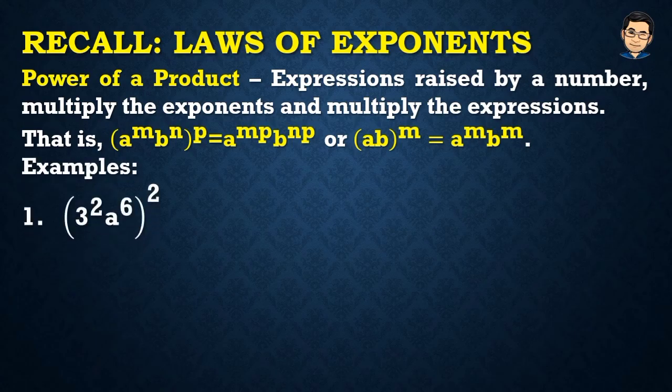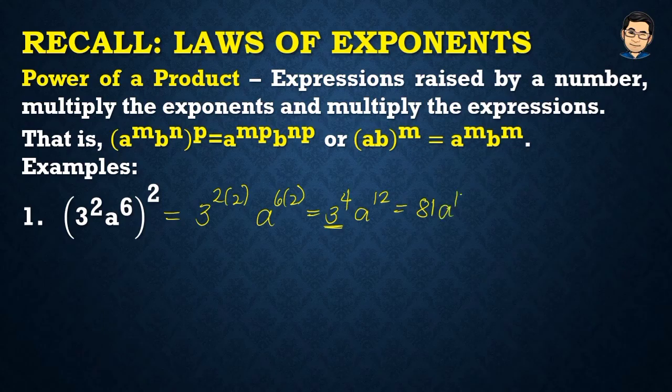Halimbawa, ito. The quantity of 3 squared a to the 6 squared. So, ang mangyayari po dito, 3 raised to 2 times 2, a raised to 6 times 2. So, 2 times 2, that is 4. So, 3 raised to 4, tapos 6 times 2, that is 12. So, 3 raised to 4, a raised to 12. So, we need to simplify 3 raised to the 4th power, that is 81, and then a raised to 12.